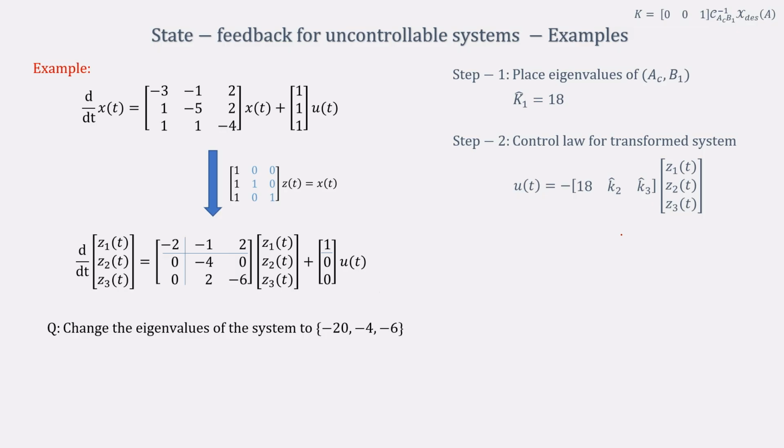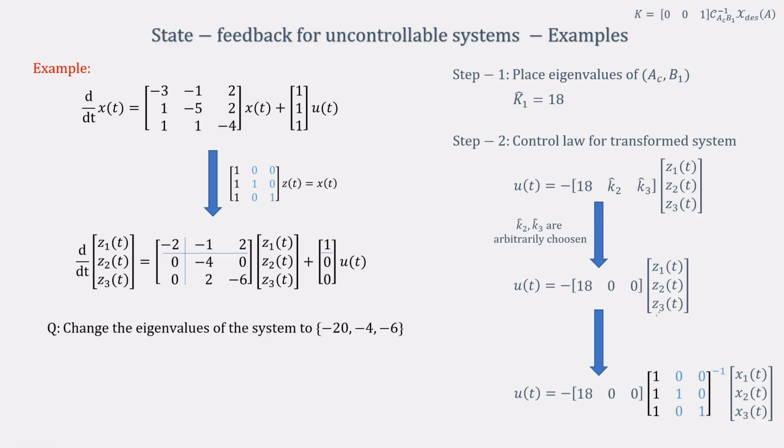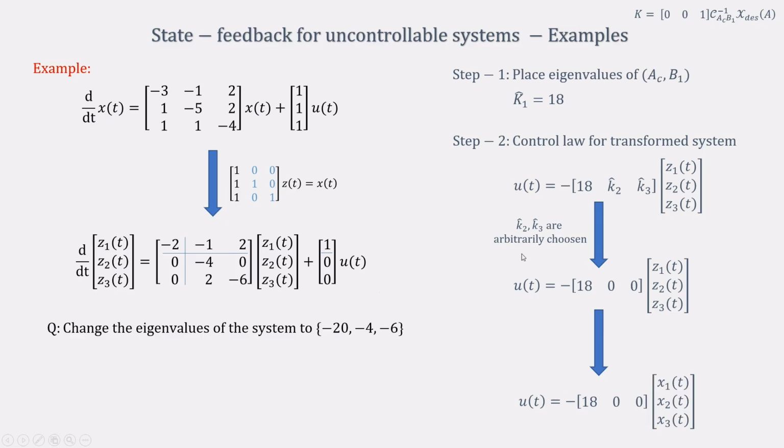So, I can choose K2 hat and K3 hat to be anything. I am choosing them to be 0 0, you can go ahead and choose something else also. So, this becomes your u equal to minus k hat z. Since this is in z, I have to convert it to x because the actual system is in x. So, I will use the transformation here: z will be replaced by Q inverse of x. Once you do the calculation, this will be the K matrix that you have.